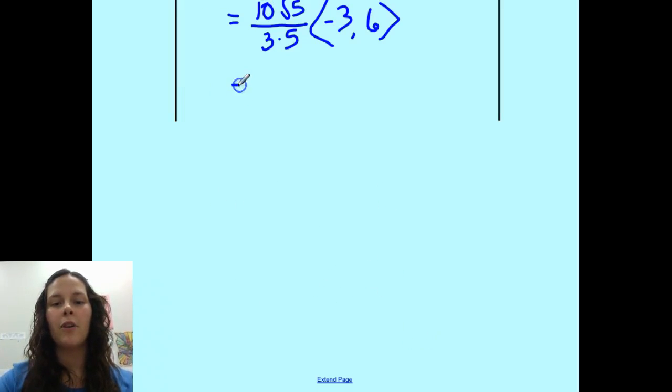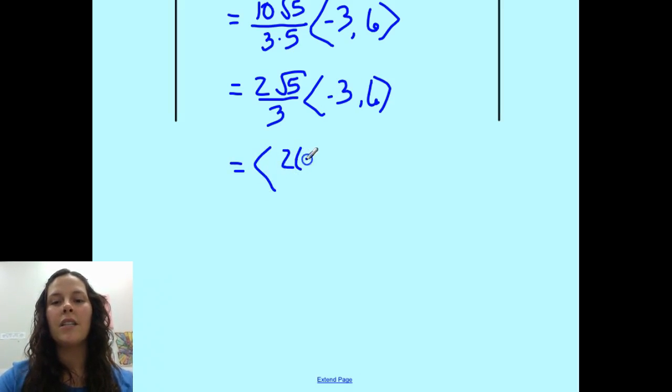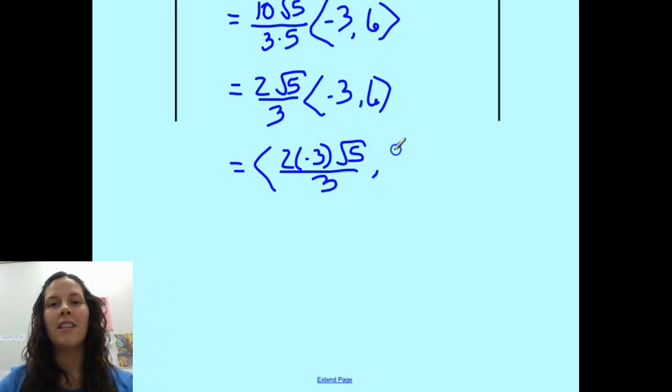I can simplify before I distribute, that 10 and the 5 have a common factor. My new scalar is 2 times the square root of 5 over 3. And finally, I will distribute to each piece in my component form. I'm going to write the 2 times the negative 3 because I see that that will cancel with my 3 in the denominator. So instead of multiplying them and then dividing, I'm going to just cancel those altogether. The 6 will simplify with the 3 as well, but I can either multiply first and then divide, or divide and then multiply. Since order doesn't matter, I'm going to go ahead and multiply my 2 by 6.